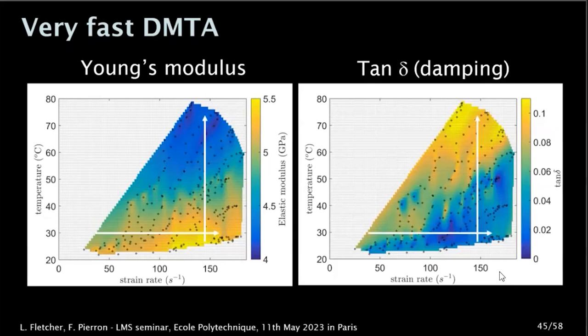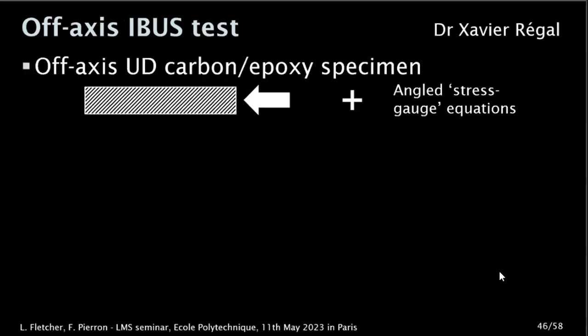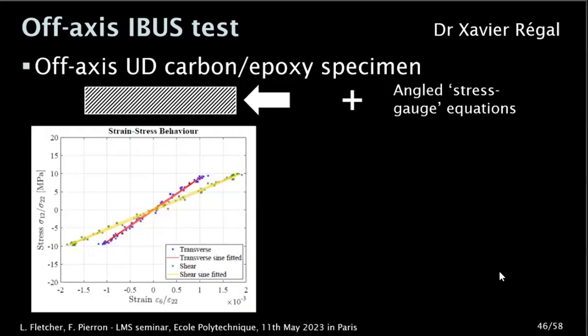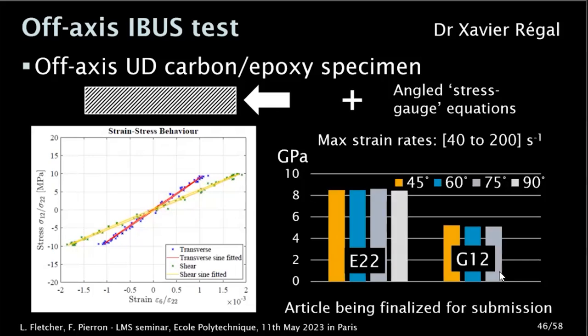So it's like a very fast DMA test. We adapted this to an off-axis composite as well, and that was reasonably successful. Now, using the off-axis stress gauge equation, you can get a stress strain curve for both transverse stress and shear, and you obtain the two moduli in this one single test at strain rates that, in this case, are more in the order of a few tens of second minus 1.